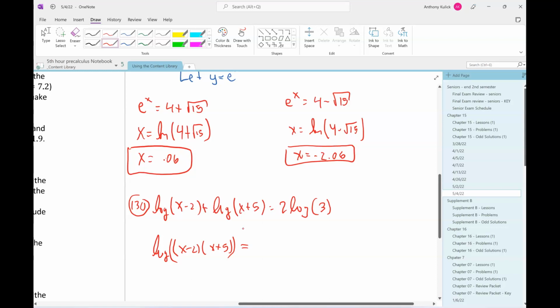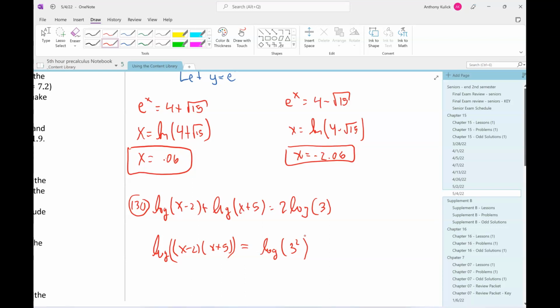And if I look at the right-hand side, my issue there is that I have that coefficient of 2. How can I take care of that? Use the power property. Very good. So I can move that exponent of 2 inside. Everybody cool?